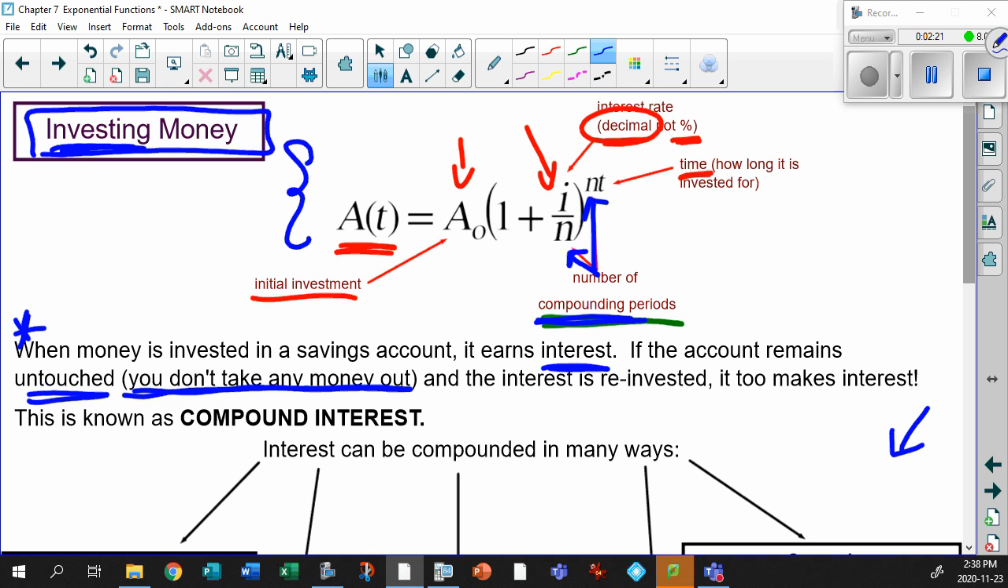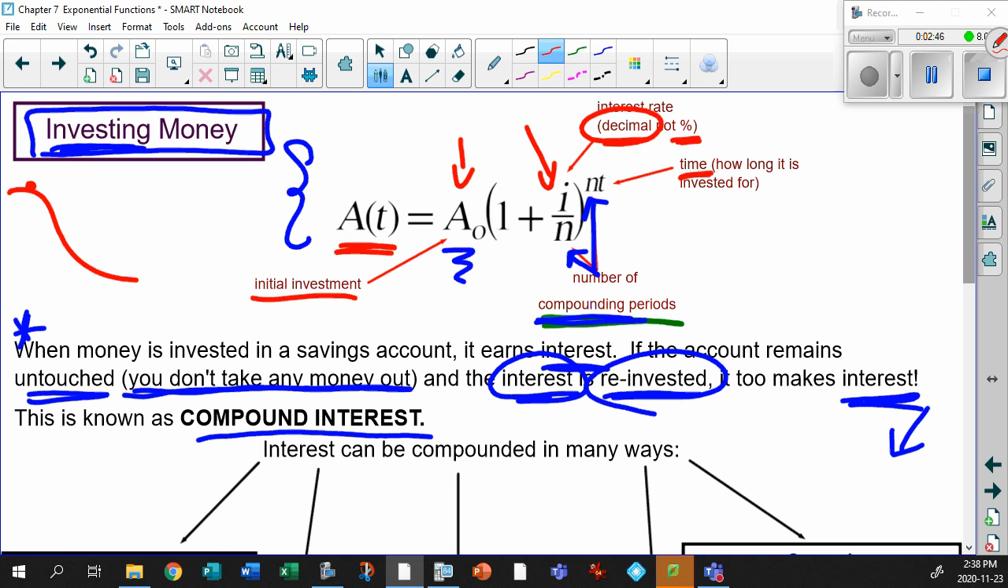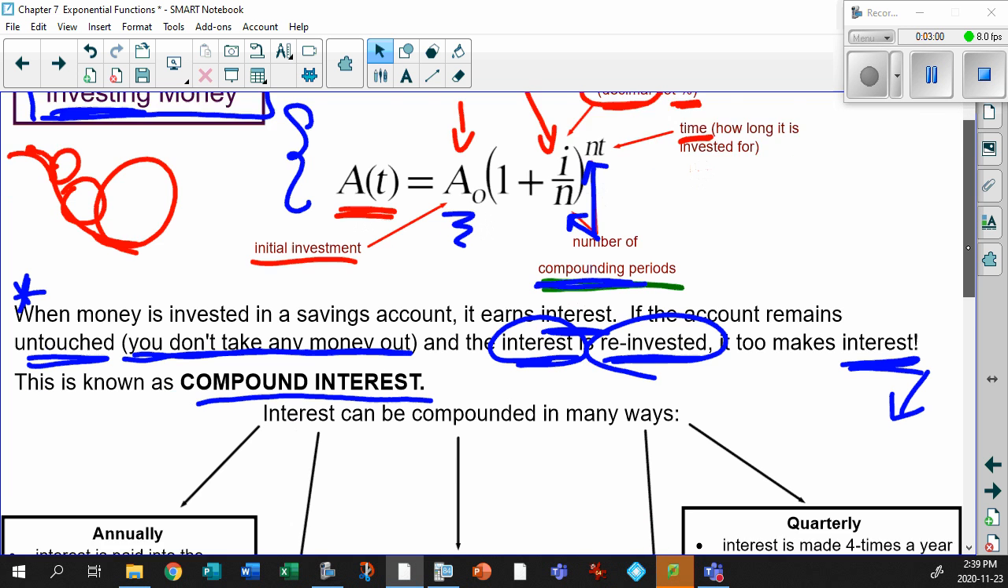But if you don't take any of the money out, the interest is reinvested, and it makes, guess what? Not just the original amount that you invest, but now the interest makes interest because you're reinvesting it. So this is known as compound interest. That's that old snowball effect. You've heard of this before, where you get the little snowball here, and as you're going down here, the snowball gets bigger and bigger and bigger. Well, exactly. That's how compound interest works, because whatever you're making, you're putting it back into your account and reinvesting it and making interest on the interest.